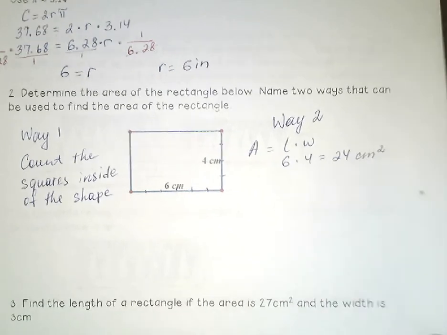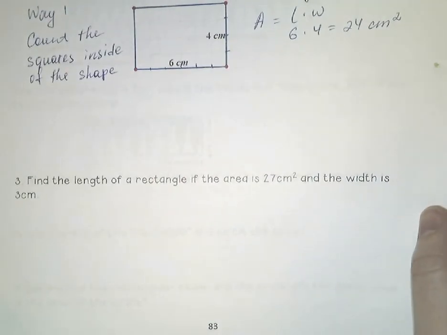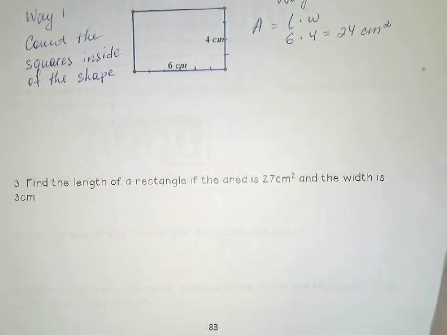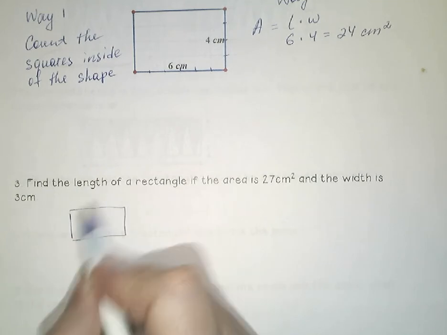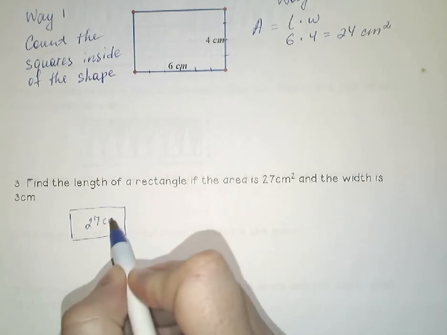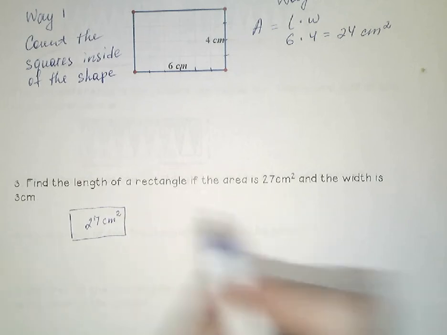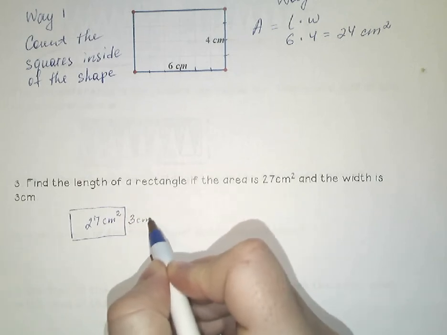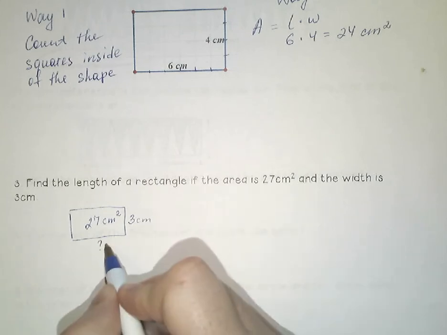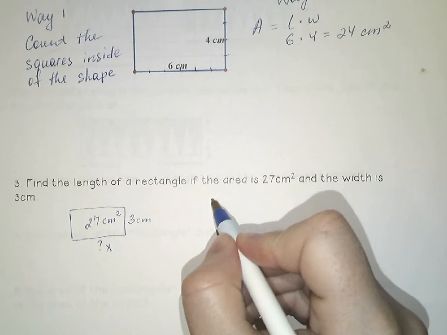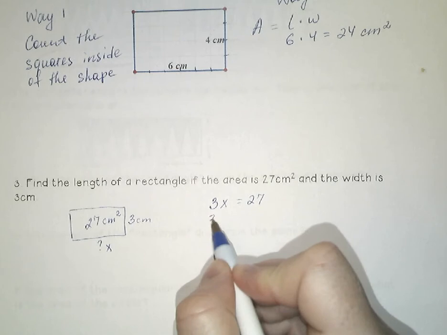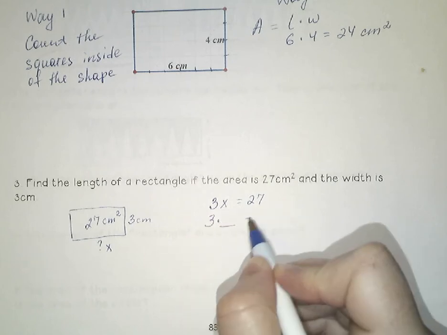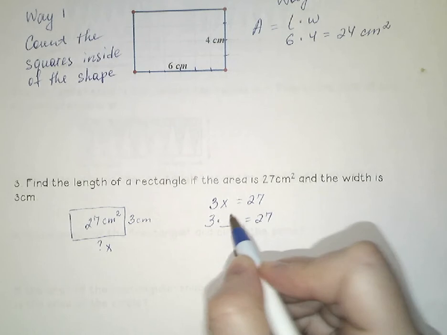Let's look at number 3. Find the length of the rectangle if the area is 27 centimeters squared and the width is 3 centimeters. So if I have my rectangle and inside I have 27 centimeters squared, that's the area. The width of it is 3 centimeters. To find the length, I will call it x, right? I know that 3x would equal 27. So 3 was multiplied by some number to make 27, and that number is 9.